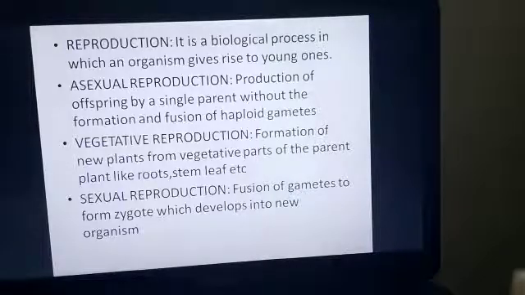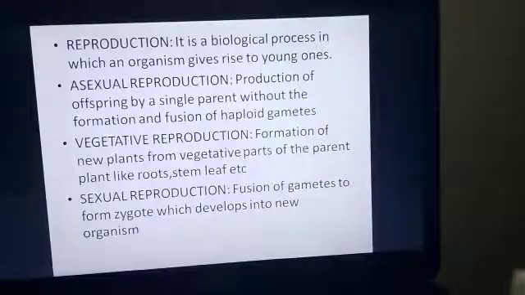Now, next definition is asexual reproduction. What is asexual reproduction? Production of offspring by a single parent without the formation and fusion of haploid gametes. So here only one parental cell is involved. Like amoeba, it has binary fission, and after binary fission, one amoeba gives rise to two cells. So this kind of reproduction where the offspring is produced from a single parent and there's no gamete formation or fusion of gametes is known as asexual reproduction.